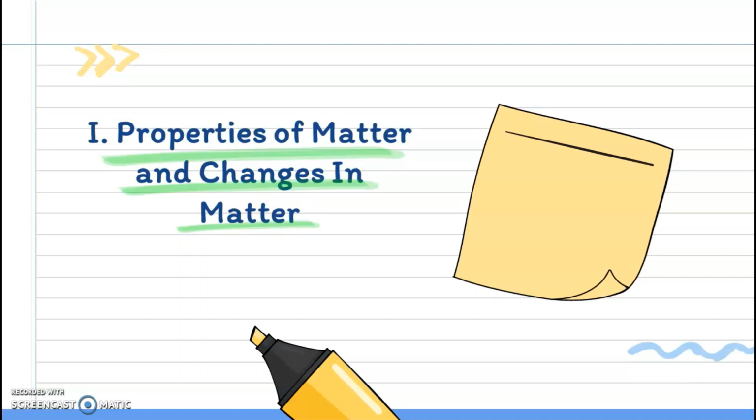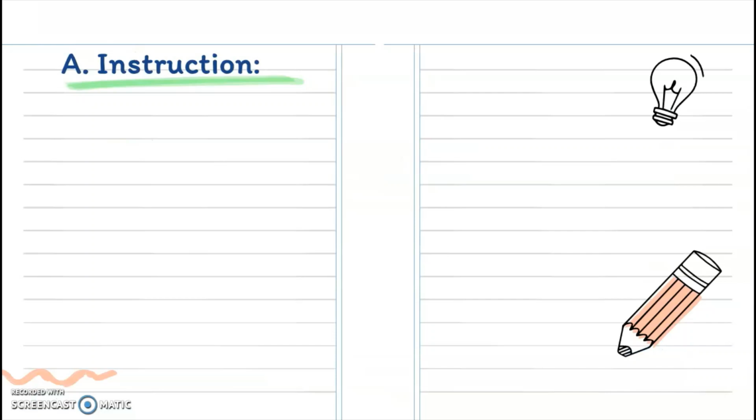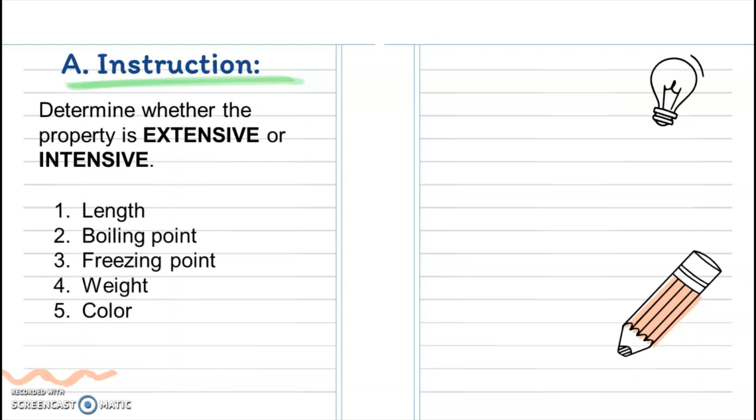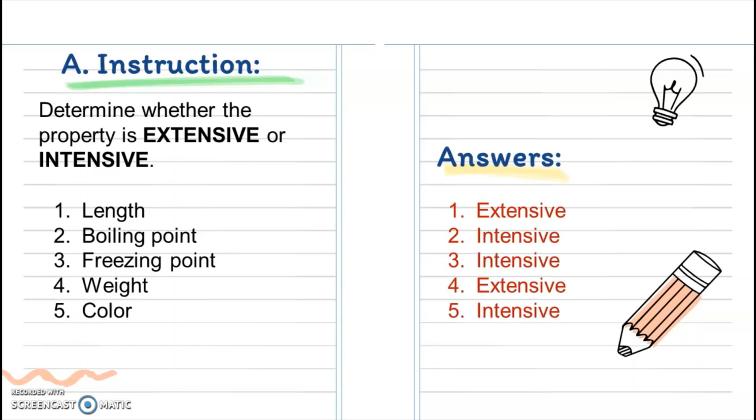So, for part 1, it is about properties of matter and changes in matter. Part A, instruction. Determine whether the property is extensive, meaning affected by the amount of substance, or intensive, which is not affected by the amount of substance. So, we have 5 items. So, pause the video muna and try to answer on your own. These are the correct answers. Did you get them?